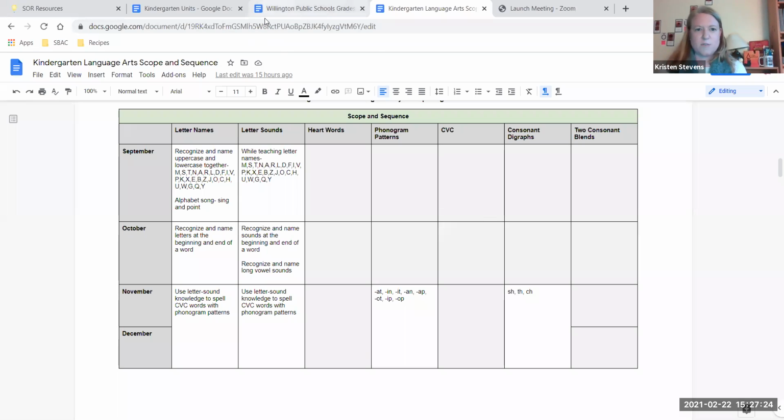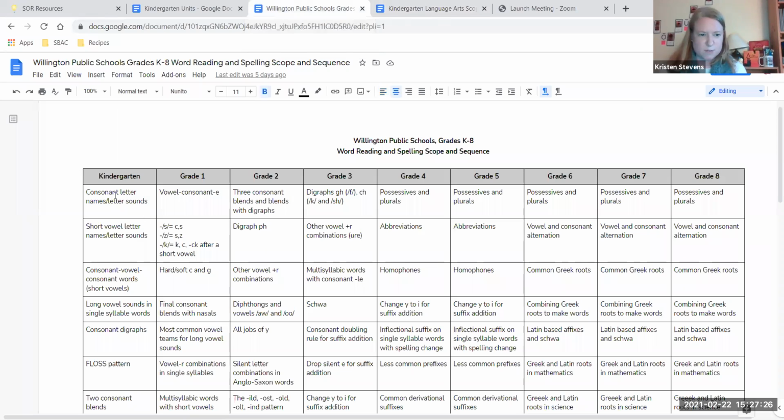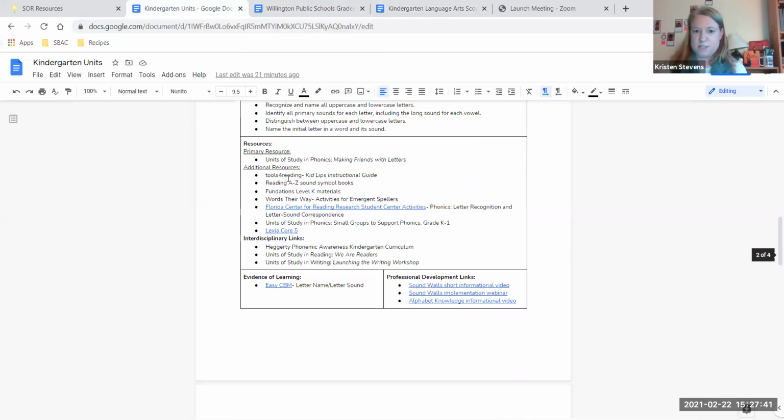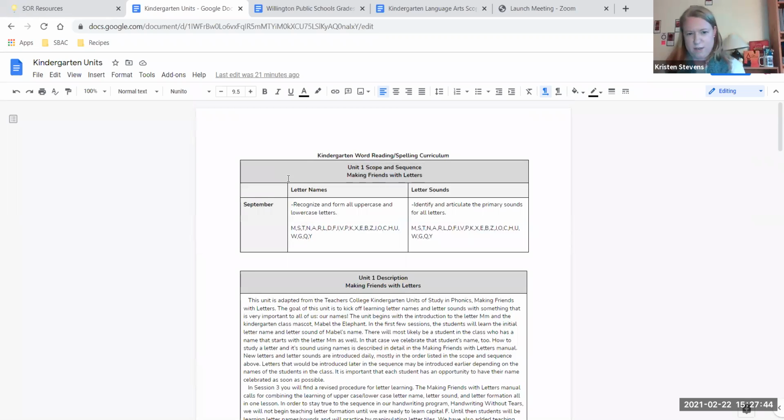All right, so what I'm going to show you is this piece right here. This unit is the very, very beginning of this scope and sequence. So the consonant letter names, consonant letter sounds, short vowel letter names, and letter sounds. And so when the kindergarten teacher starts the school year, this is their first unit. This is the first one that I've done. Like I said, this is the first time I'm taking the unit, assessing what it has and what it still needs.